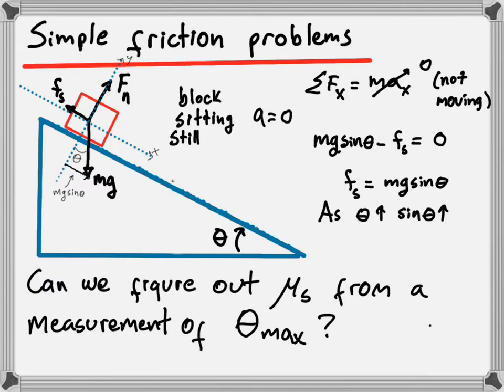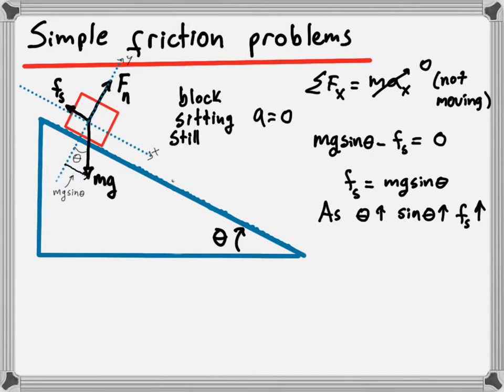So as theta increases, the sine of theta increases, which makes us think that the force of static friction is going to have to increase. As we increase the angle of the incline, the force of static friction is having to increase to be able to hold the block in place.